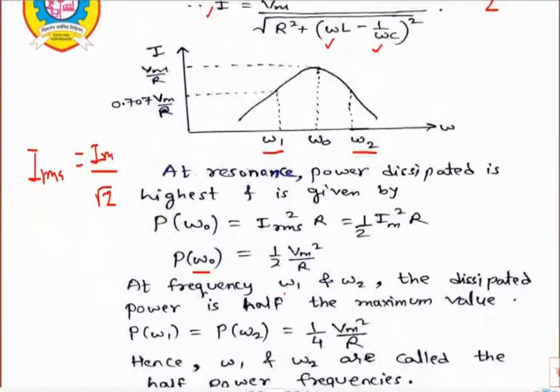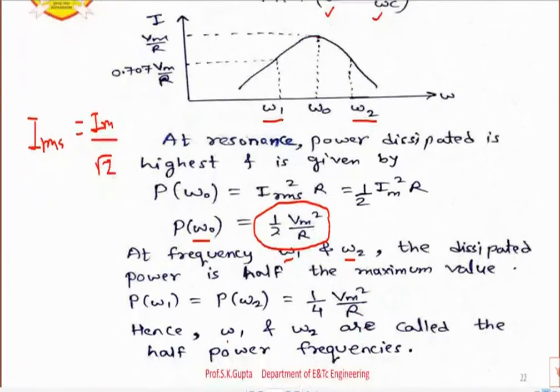At omega 1 and omega 2, the dissipated power is half of the maximum value. So power at omega 1 frequency and power at omega 2 frequency is half of this. What is half of this? 1 by 2 into 1 by 2 Vm square by R, that means 1 by 4 Vm square by R. And these omega 1 and omega 2 are called half power frequencies.